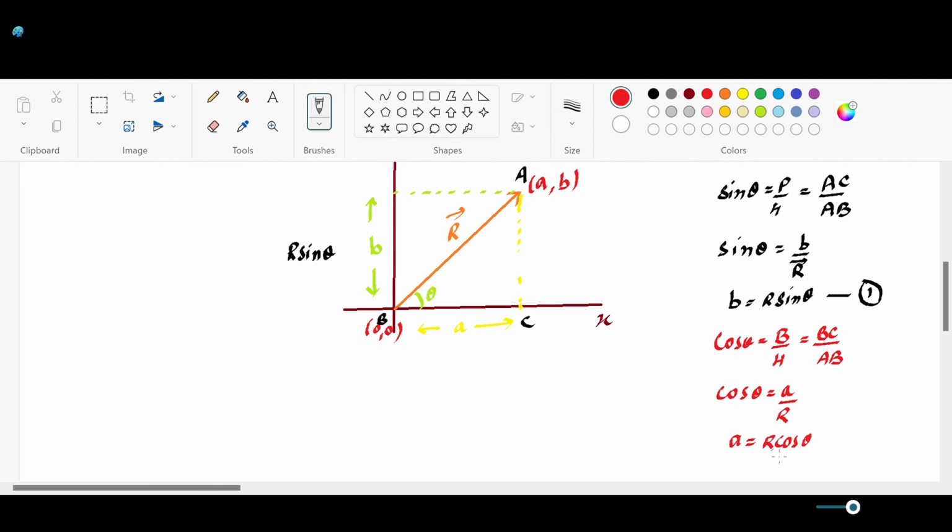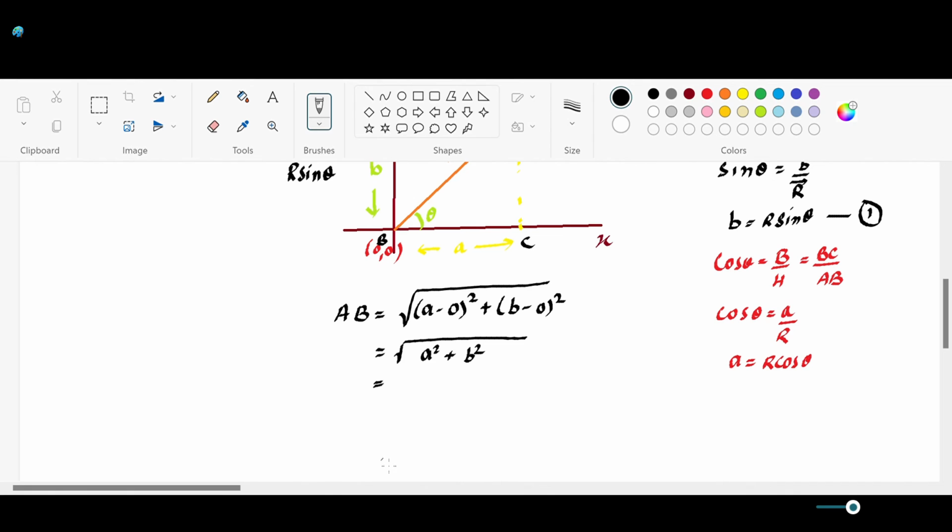If I want to calculate the distance between A and B, how do we find the distance from 10th standard? We find our distance AB using the distance formula, which is root under (a minus 0) whole square plus (b minus 0) whole square, correct? That will be nothing but root under a square plus b square. And if we substitute here a as r cos theta and b as r sin theta, we will find that this AB is nothing but the magnitude of r.